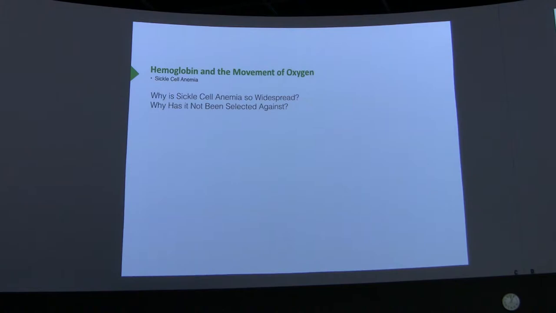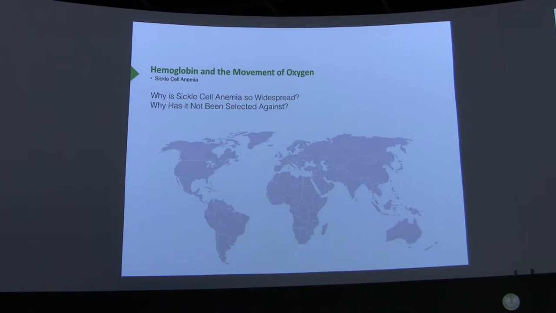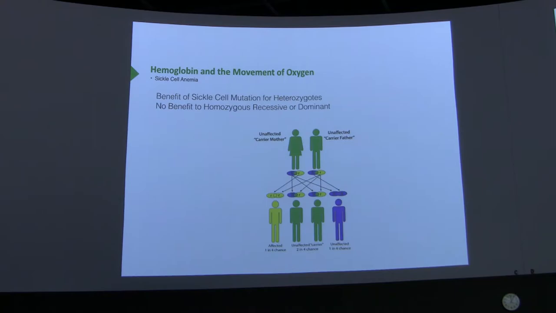And the answer to the question came when people overlaid on the map of the world the incidence of sickle cell anemia with the incidence of malaria. And the two overlapped. The most common places that malaria was found were also the most common places that sickle cell anemia was found. And though, as I said, sickle cell anemia is abundant around the world, these were the most common places that they were found. So there was the thought then that perhaps sickle cell anemia might be providing some sort of protection against malaria. And it looks like that's the case.